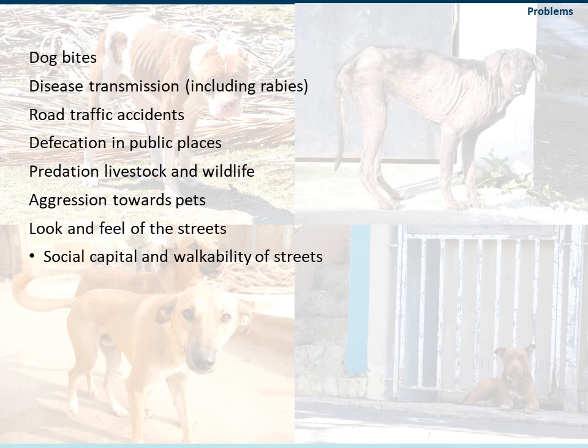Now, we know that dogs can cause a number of problems in society. Dog bites, disease transmission, in particular rabies, road traffic accidents, defecation in public places and associated risk of parasite transmission, predation of livestock and wildlife, aggression towards pets, not just people, but also we hear from dog owners that it's sometimes challenging to walk their dogs in places where there are a lot of roaming dogs. And then this final issue of the look and feel of the streets. Now that may sound like a minor problem, but it is mentioned quite frequently, reflecting a perception that the sight of roaming dogs is no longer acceptable or fitting for the town or city in question. So really it's an issue of perception.